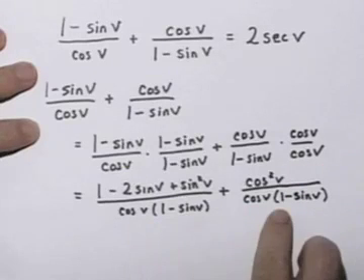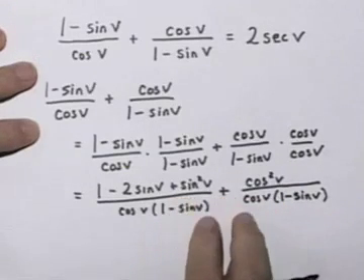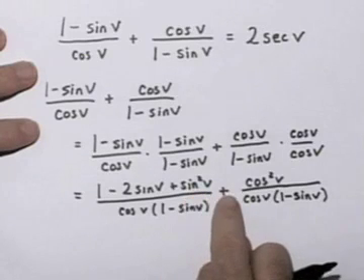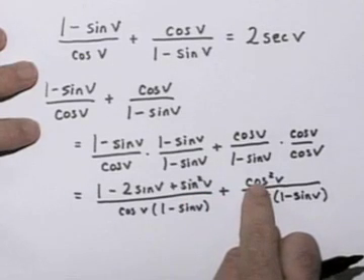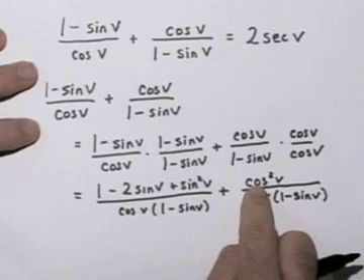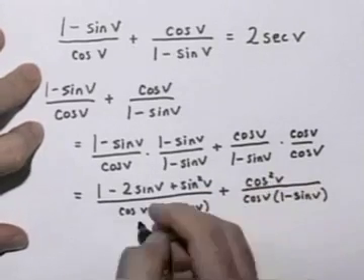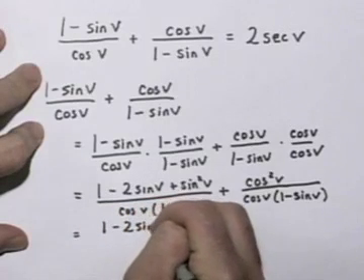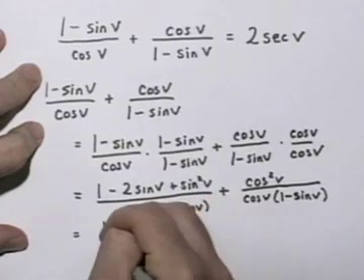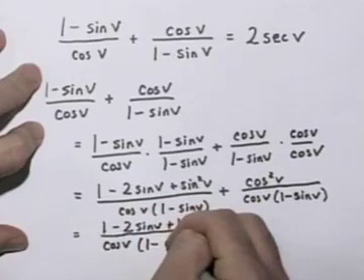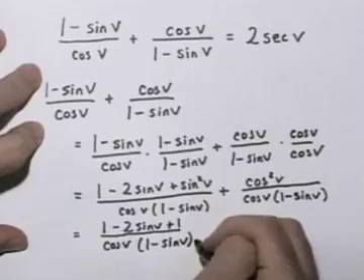Now that I have the same denominator, I can go ahead and add the numerators. Notice that I'm going to have sin squared v plus cos squared v in the numerator. Sin squared v plus cos squared v is equal to 1, so now I have (1 − 2 sin v + 1) over cos v (1 − sin v).